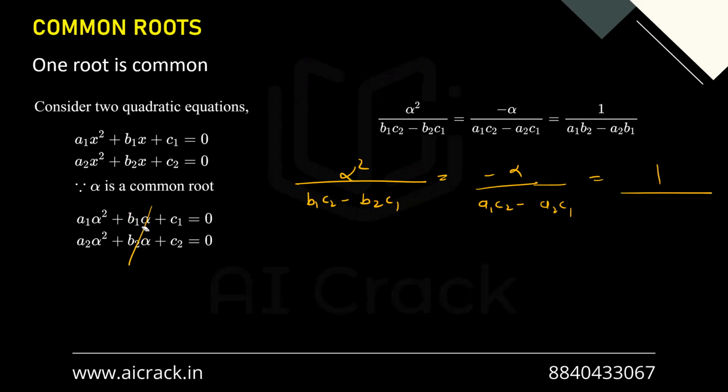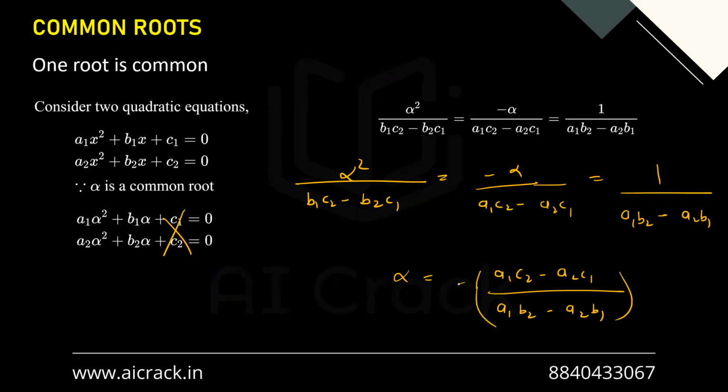And similarly, for the third one, we'll be hiding this one, and we'll be using this determinant: a1 b2 minus a2 b1. Now if you see, if I compare both of them, alpha equals a1 c2 minus a2 c1 divided by a1 b2 minus a2 b1 with a negative sign. If you do the elimination method which we did earlier, you'll find that this is exactly the same. So this is our condition for one single common root. We derived it with the basics of elimination, and with this condition, we can also find out the same values, right?